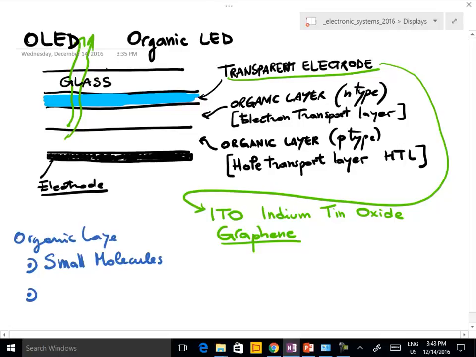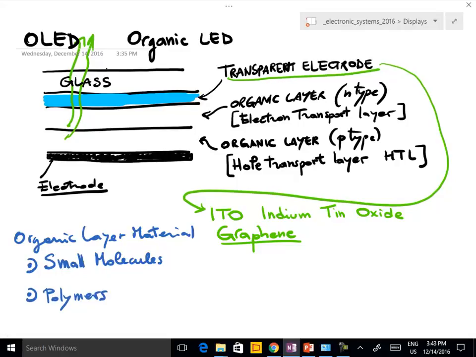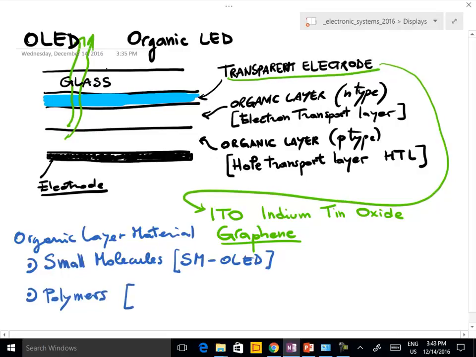So organic layer material, and one which is based on polymer, and polymers are large molecules. There are classes of small molecules. Sometimes these are called small molecule OLEDs, and the ones based on polymer are called polymer LEDs, polymer OLEDs. So there are two different classes.